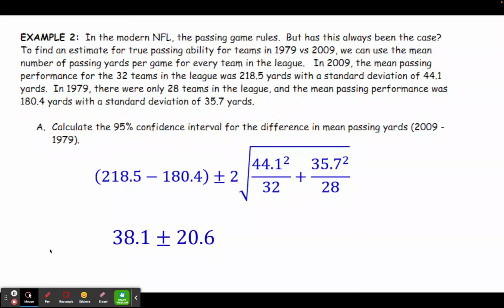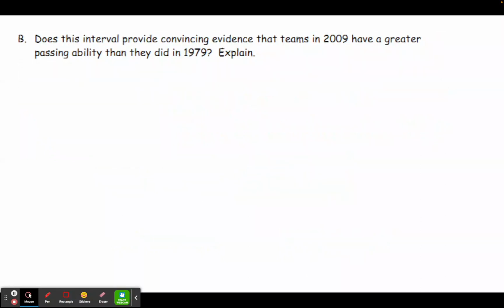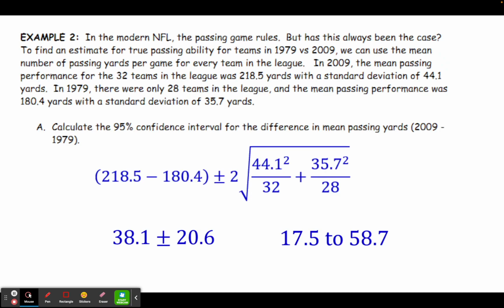Okay, that gives us then a margin of error of about 20.6 yards per game. And our interval then is 17.5 to 58.7. Does this interval provide convincing evidence that teams in 2009 have a greater passing ability than they did in 1979? Well, again, notice that our entire interval there is positive. So that does indicate that there is definitely a difference.